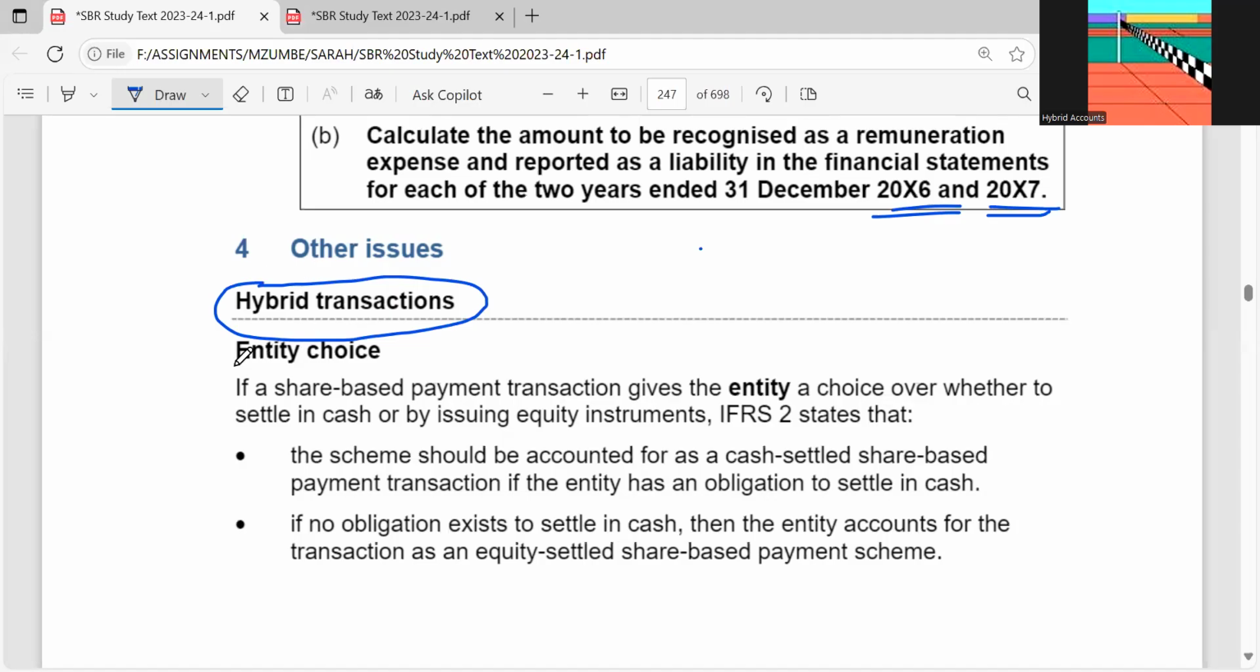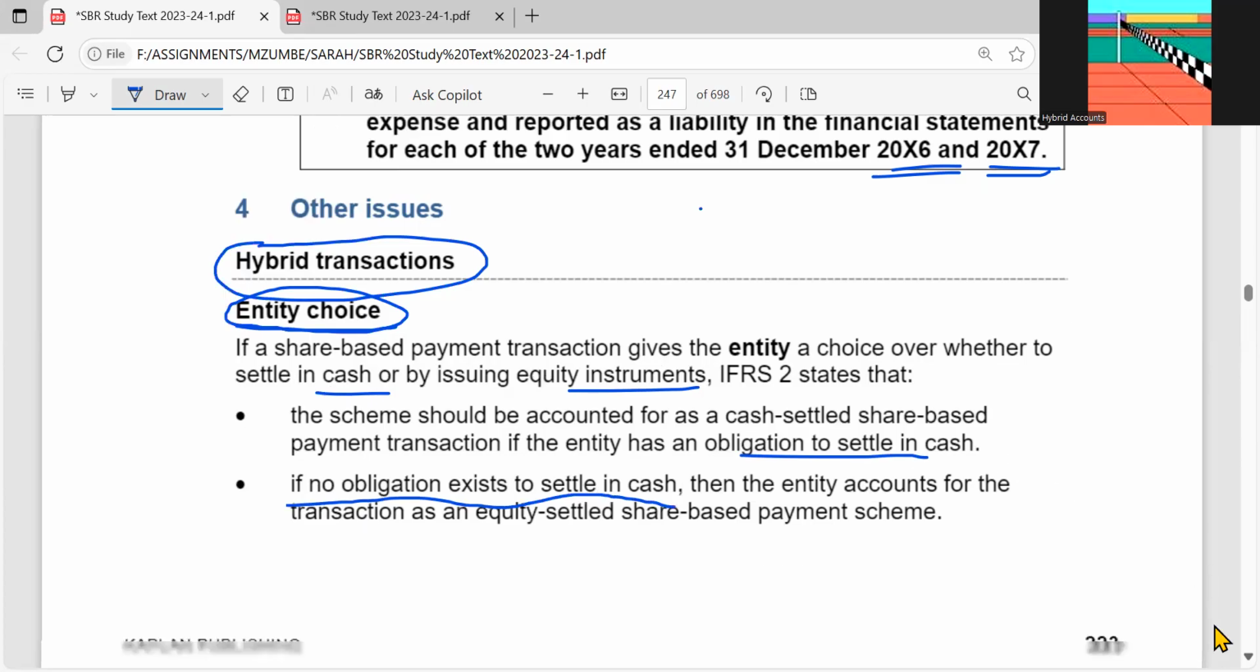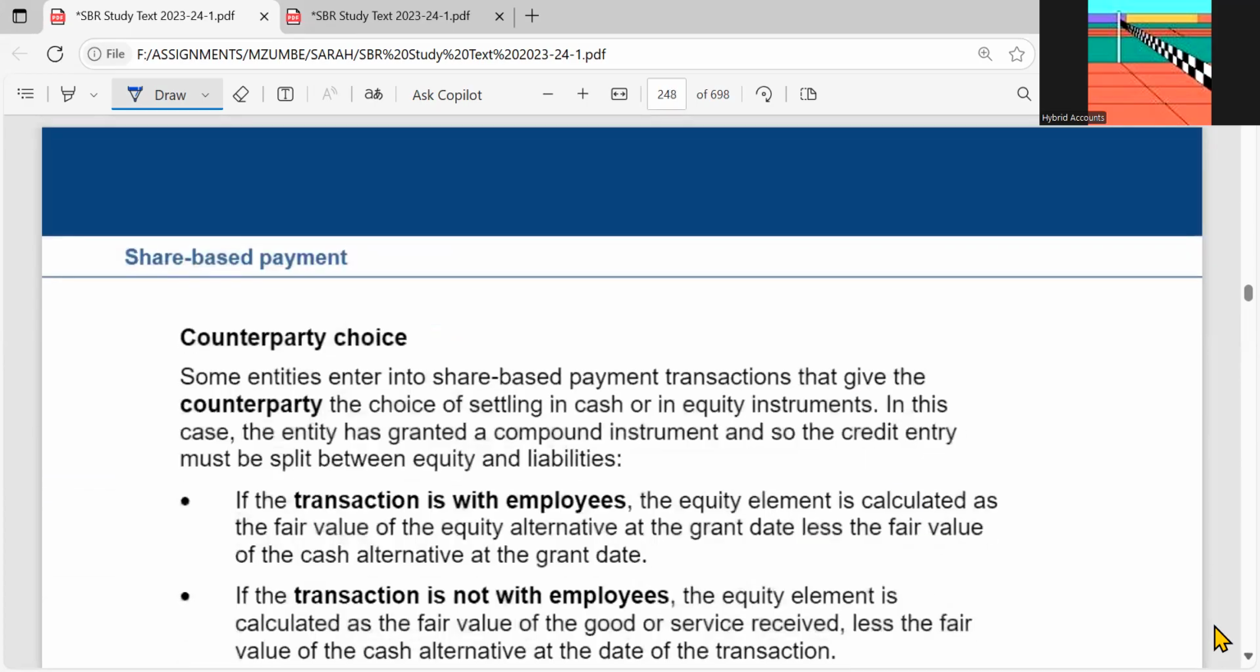So let's speak of the entity choice now. If a share-based payment transaction gives the entity a choice over whether to settle, you either settle in cash or issue equity instruments. In cash, it should be cash settled. In equity, it should be equity settled. The scheme should be accounted for as cash settled if the entity has an obligation to settle in cash, obviously. And if there is no obligation, the entity should treat this as equity settled. So just look for an obligation to uncover what you have to do.